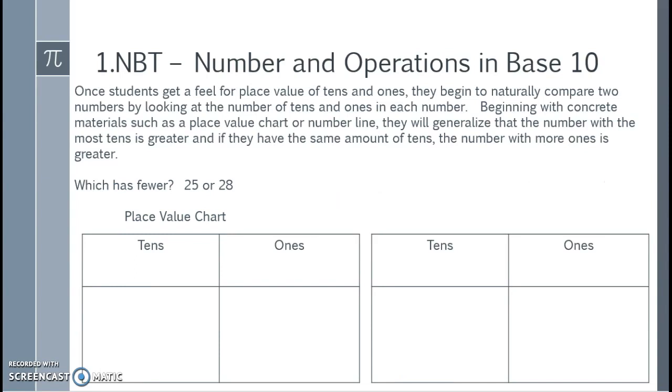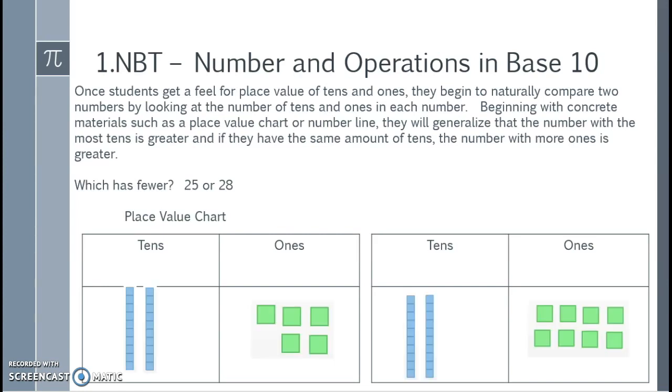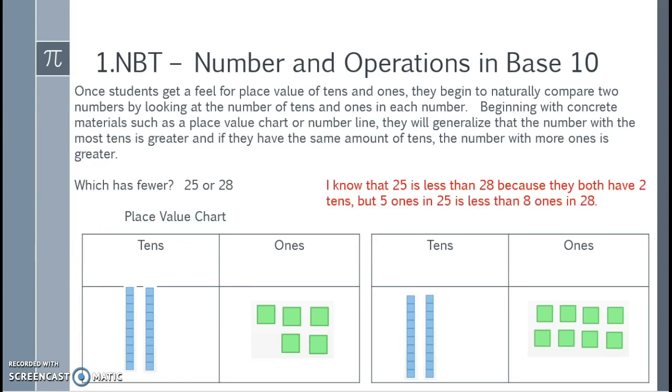Which has fewer, 25 or 28? So we've got our place value chart, and I know that there are 2 tens and 5 ones in 25. I know that there are 2 tens and 8 ones in 28. I know that 25 is less than 28 because they both have 2 tens, but 5 ones in 25 is less than 8 ones in 28.